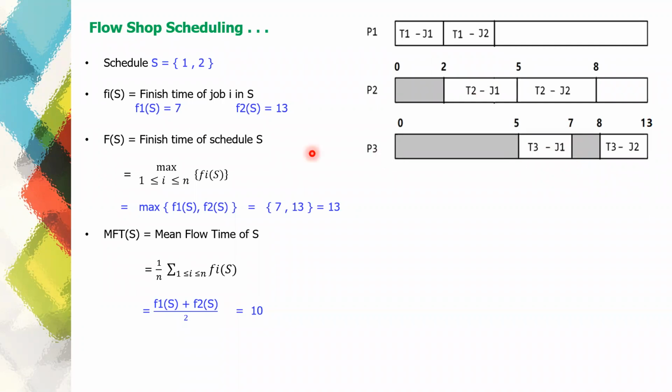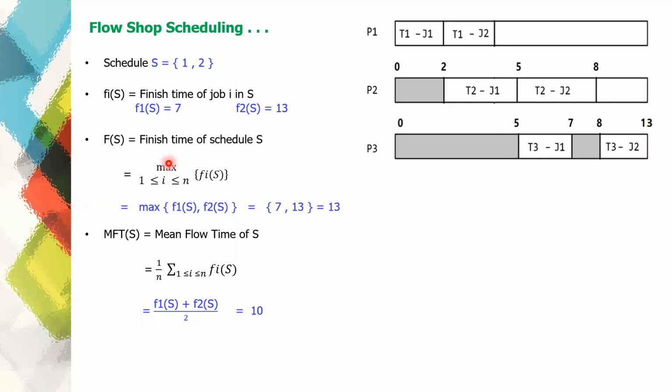Then finally, what is F2 of S? For the schedule S, what is the finish time for job number 2? So you can see here, job number 2, T1 is finished here, task 2 is finished here, task 3 is finished here. You have to consider after all the tasks have finished, then only job 2 is finished. So the finish time for job 2 is 13.